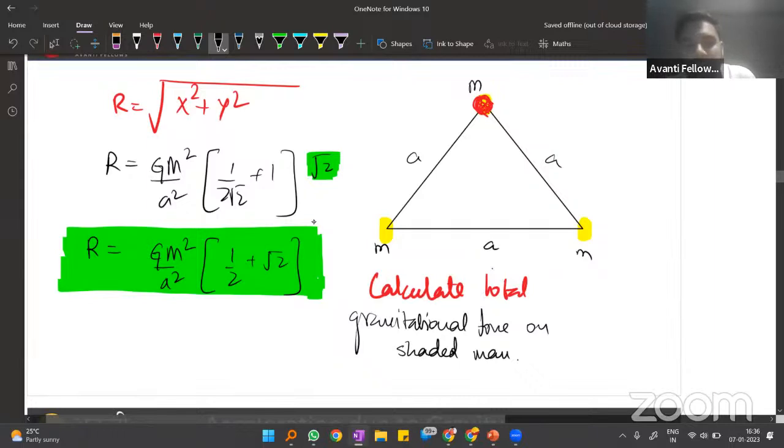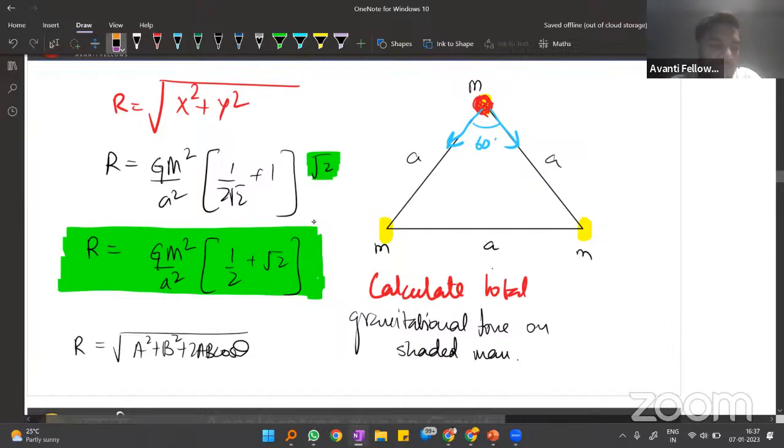I'll give you the hint, guys. One force will be due to this mass and another force will be due to this one. The angle between these two forces is 60 degrees since it is an equilateral triangle. Find these two forces and find the equivalent between them using the formula. What's the formula for equivalent? That is R equals under root a square plus b square plus 2ab cos theta. Use this formula and solve it. Hopefully this is clear. I have given you the hint. We'll solve this first in the next class.